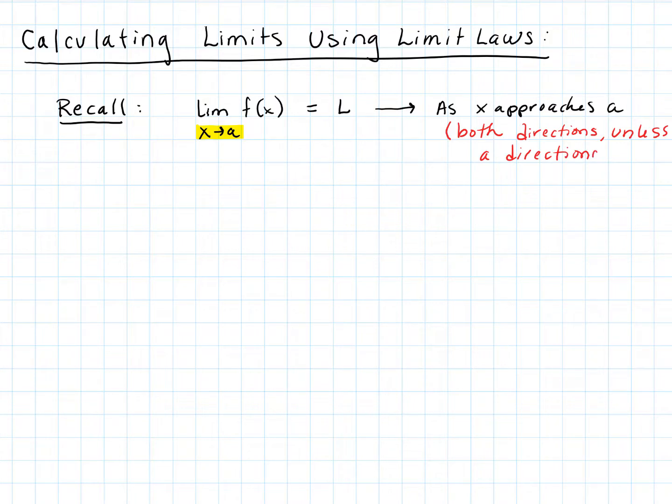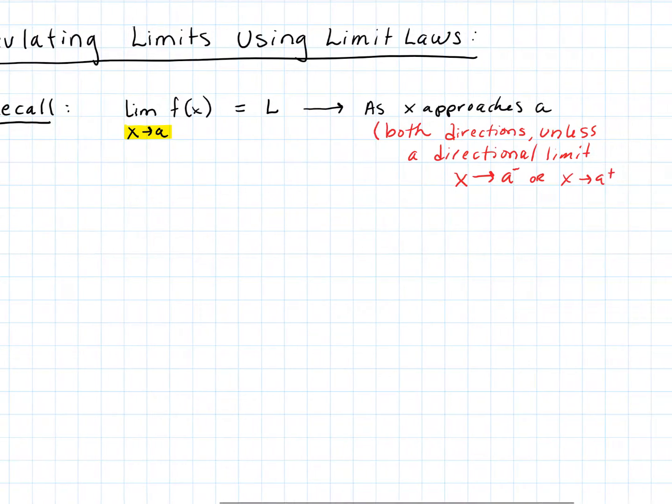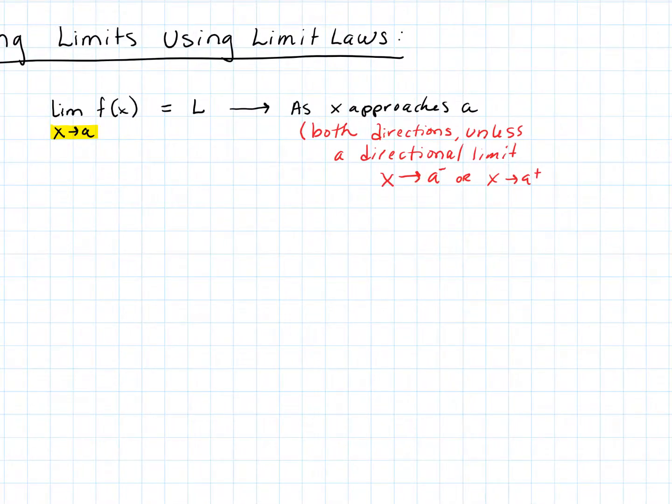A directional limit we've spent some time talking about, but that is if we were approaching a from the left or approaching a from the right. Okay, so this notation, when there is no direction given, means from both directions. So as x approaches a, the function f of x approaches L, this value L. So that's what we're talking about when we talk about a limit.